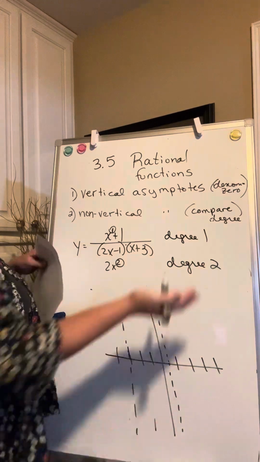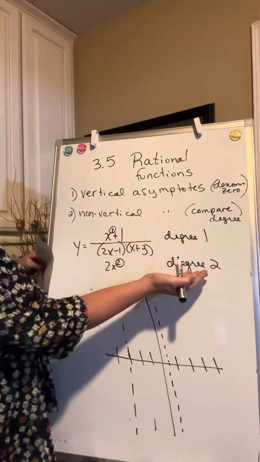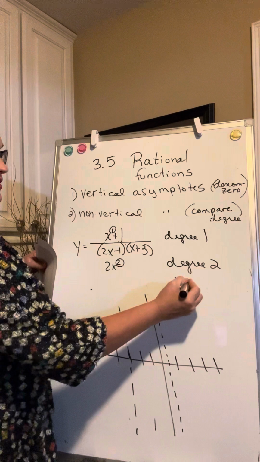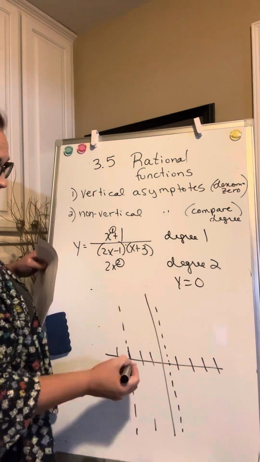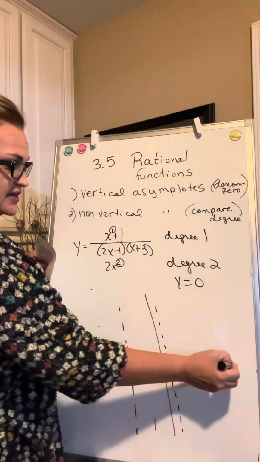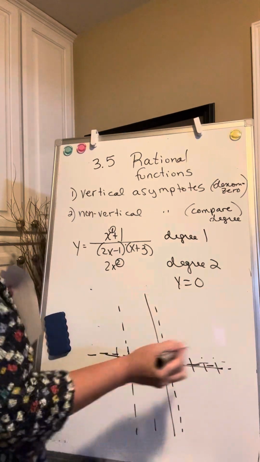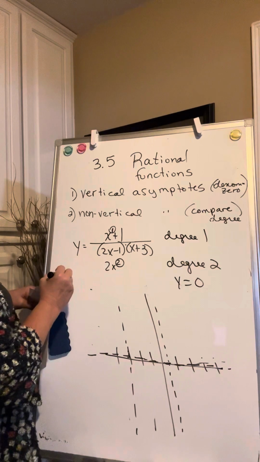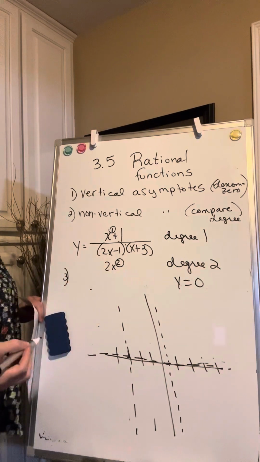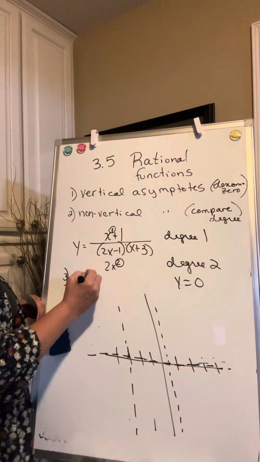So that's the rule that says if the numerator has a lower degree than the denominator, then the horizontal asymptote is at the x-axis at 0. So the guideline is right there on the axis. So we've got our guidelines. Step 3, then find the x-intercepts. Step 4, find the y-intercepts.